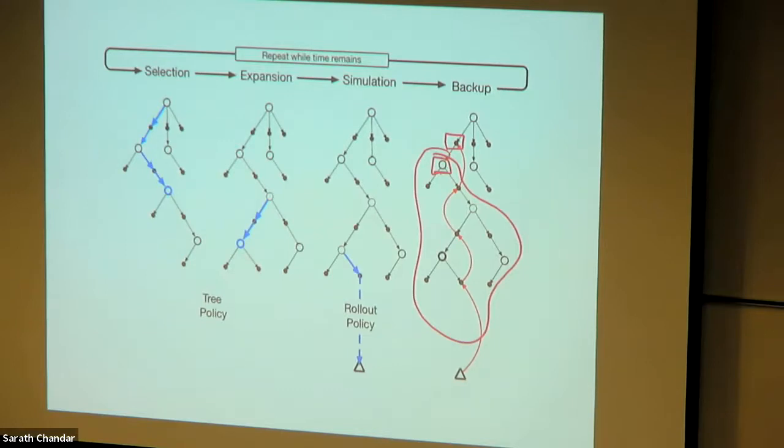So, question? The tree selection, so the tree policy, is not just the policy over actions. It seems like it's a policy over which nodes to select. Yes, yes. The tree policy is an exploratory policy for the tree. Rollout policy is your actual policy.